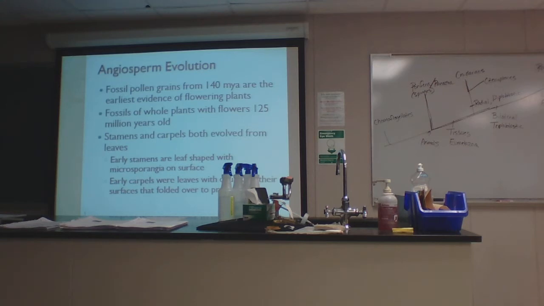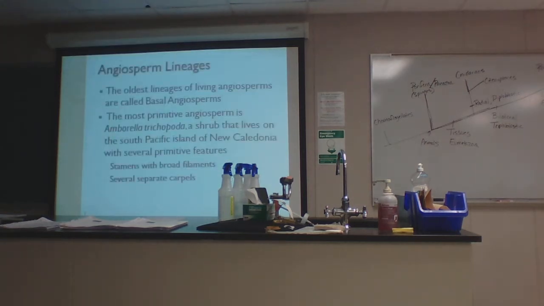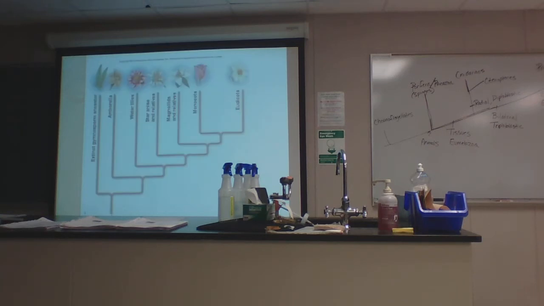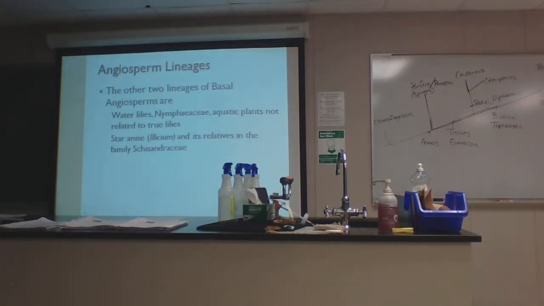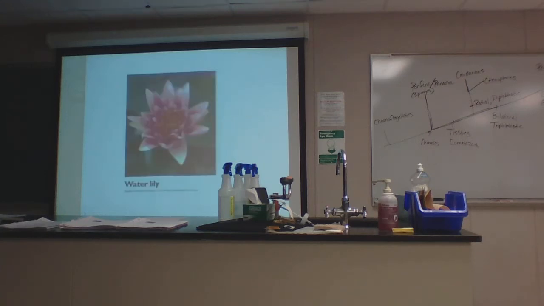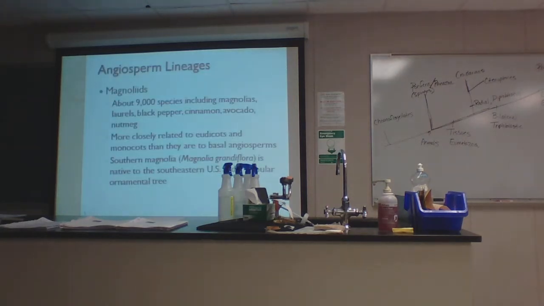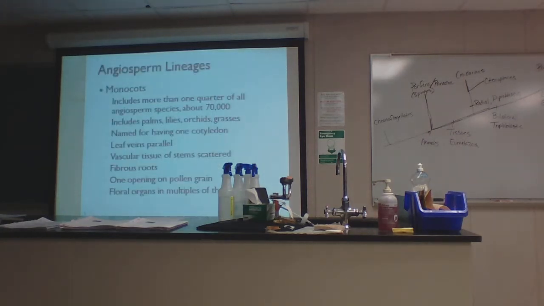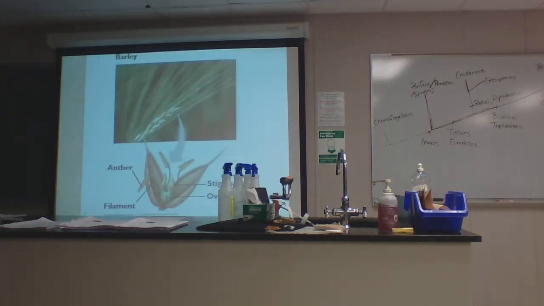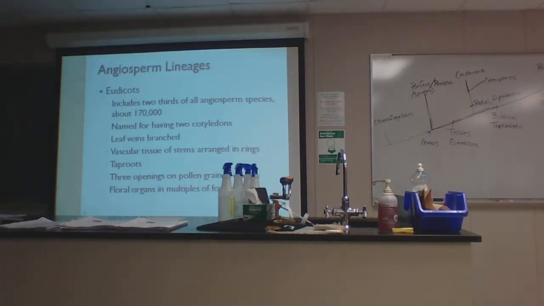Okay, so then we have the different groups of angiosperms. We've got the basal angiosperms, the magnolias, the monocots, and the eudicots, or the dicots. And you should know how to tell the difference between a monocot and a eudicot, which we also covered in lab, so it was on your homework. So hopefully you know that by now.